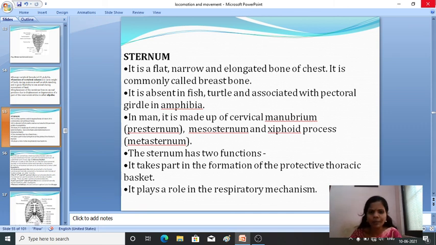Again here, the sternum is a flat, narrow and elongated bone of the chest. It is commonly called the breastbone. It is absent in fish and turtles, and is associated with the pectoral girdle in amphibia.